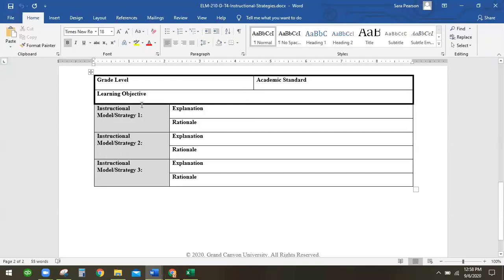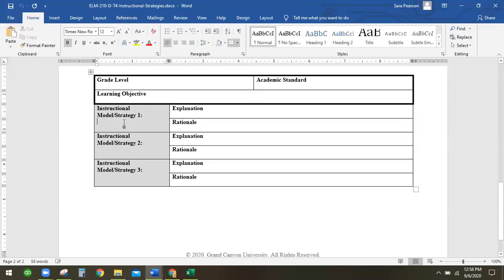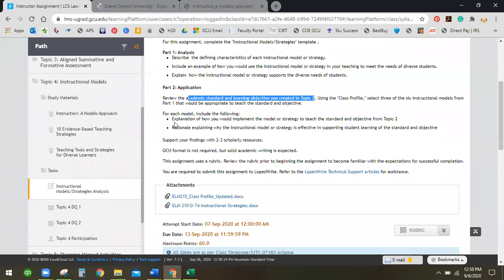Then you're going to choose the model or strategy. Make sure to tell me which one right here, direct instruction. Then you're going to go into thinking about your class profile and explain how direct instruction, or whatever model or strategy you chose, would help you teach this standard and objective. Then you're going to give a rationale why you chose this instructional model and why you think it's effective.